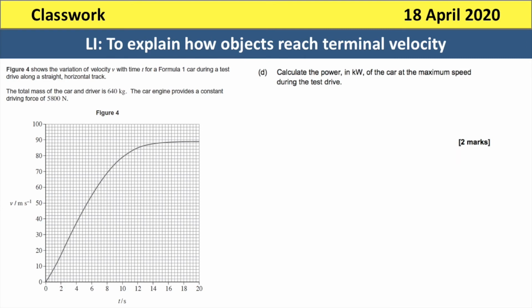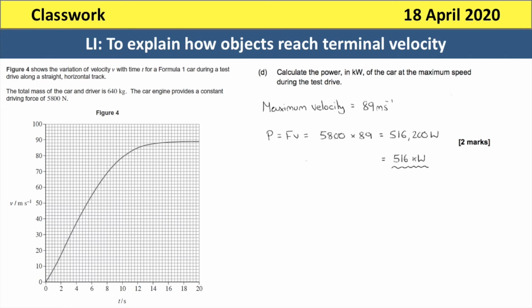Part D. Calculate the power in kilowatts of the car at maximum speed during the test drive. Now, obviously, we'll have the maximum speed read off from that graph. You've got to read off carefully because it actually reads off as 89 meters per second.